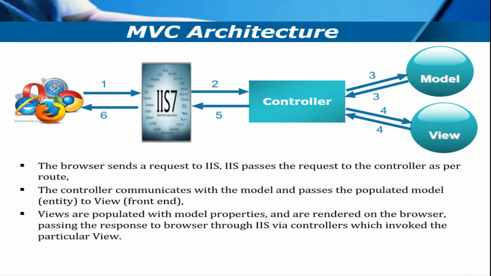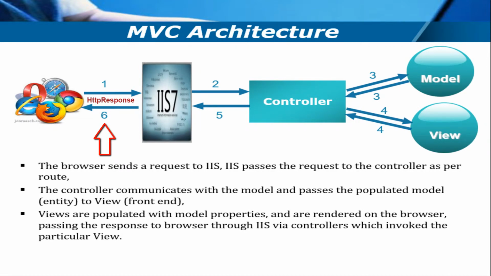The controller then communicates with the model and passes the populated model to the view, that is your front end. Views are populated with the model properties and the response is passed to the browser through IIS via the controller, which invokes the particular view. So you can see whatever request comes from the browser, that is the HTTP request, it always passes to the controller. Then based on your request, the controller either communicates with a model first or a view first.